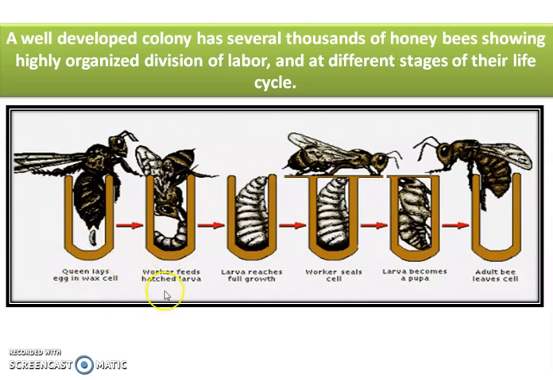Worker bees feed the larva. They take care. Worker bees, many in number, take care of the larvae. Larva reaches full growth. Then the worker seals the cell when it is fully grown. After taking care of it, they will cover it. They will seal it with wax. And the larva gradually changes into a pupa, and then the adult bee removes the seal and comes out. So these different stages can be there in a hive.